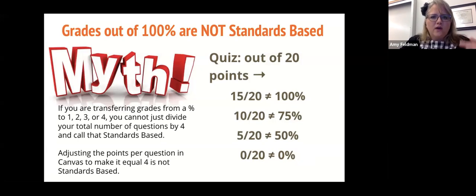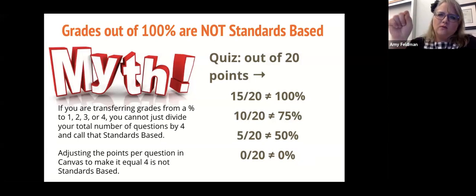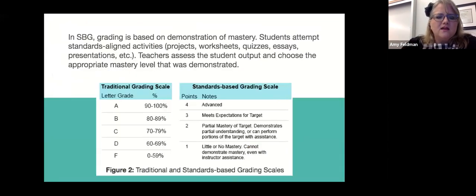So when you make a quiz or an assignment in Canvas, you can't give points. I'm going to give this question 1 point, and I'm going to give this question 0.25 points, so that all your points equal 4. That's also not standards-based grading. It's a whole different way of thinking. Okay. So in standards-based grading, grading is based on demonstration of mastery. Students attempt standard-aligned activities. Teachers assess the student output and choose the most appropriate mastery level.